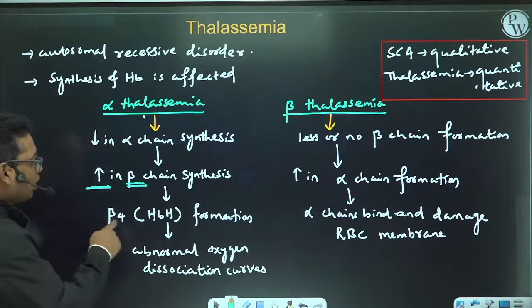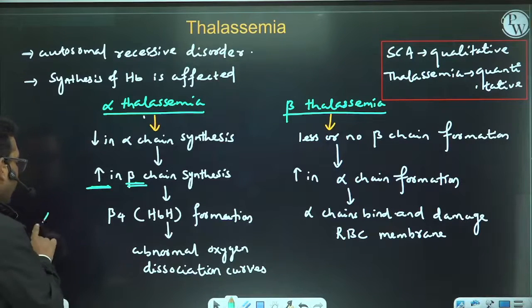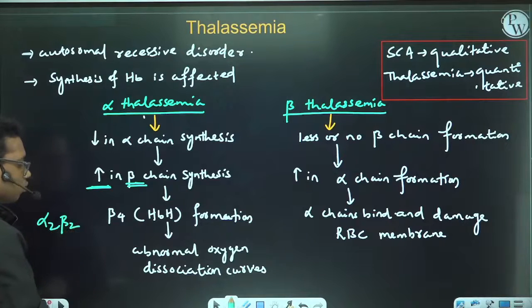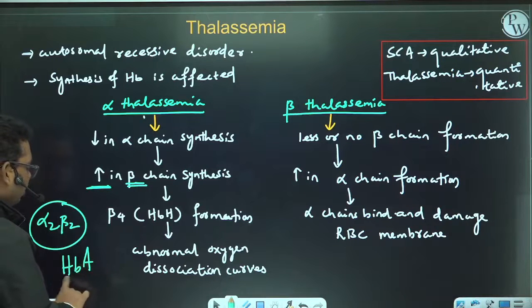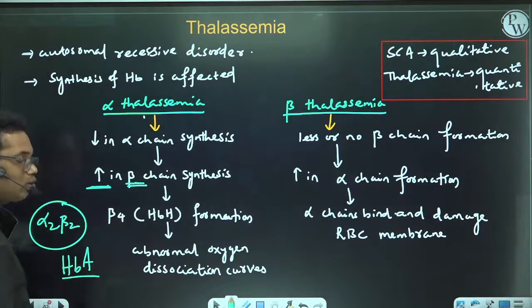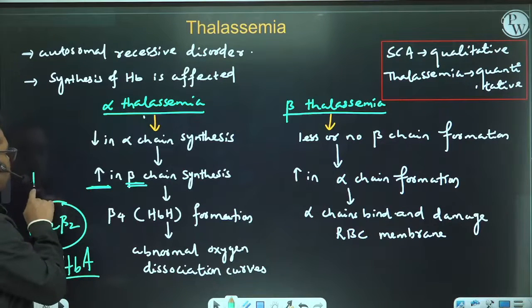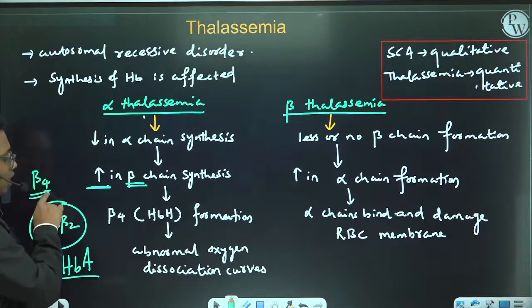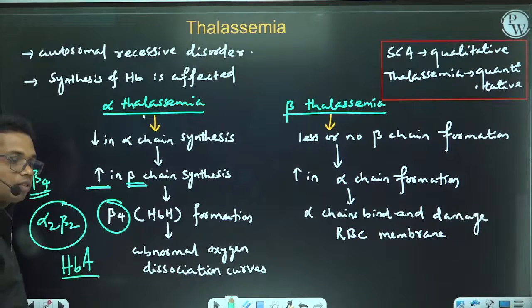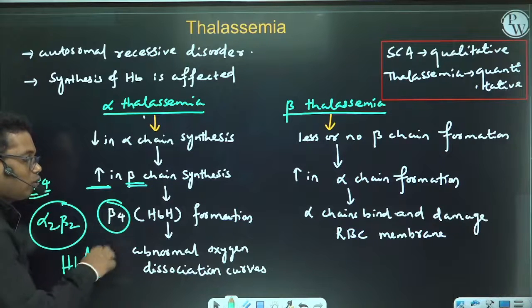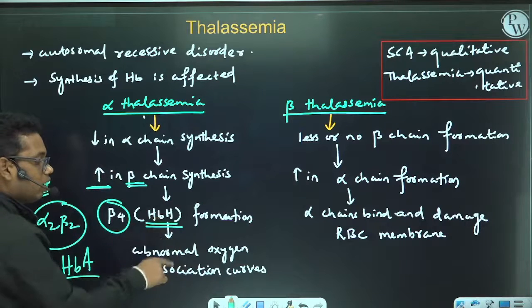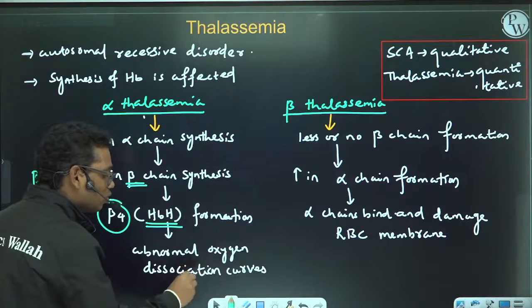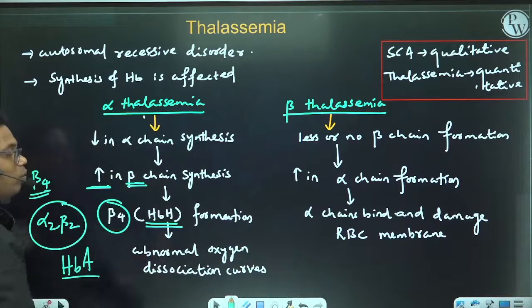And in normal hemoglobin, 2 alpha combine with 2 beta and they form the globin, and that globin combines with the heme to produce the normal hemoglobin, that is HbA. But in this case, no alpha is produced, and because there is no alpha, all 4 beta will combine with each other and form beta 4. Okay, and when beta 4 combines with heme, that will produce HbH, and this HbH shows an abnormal oxygen dissociation curve as compared to normal hemoglobin.